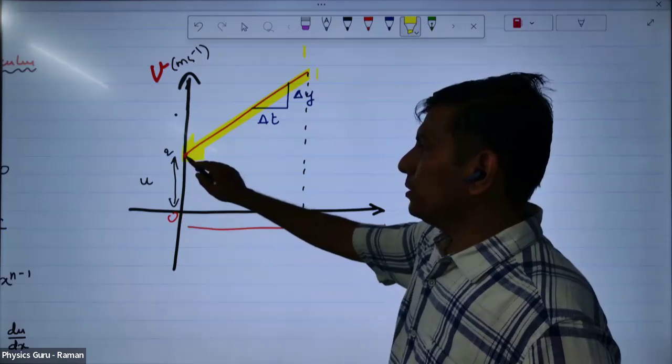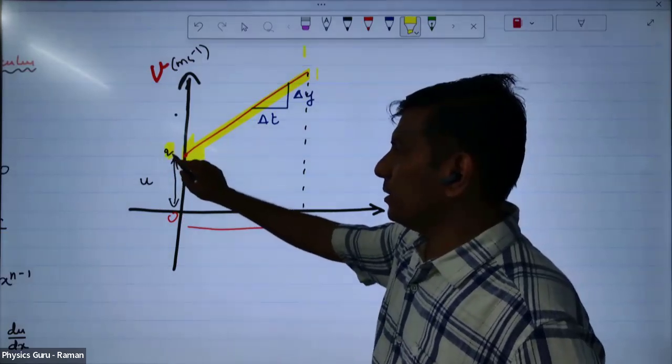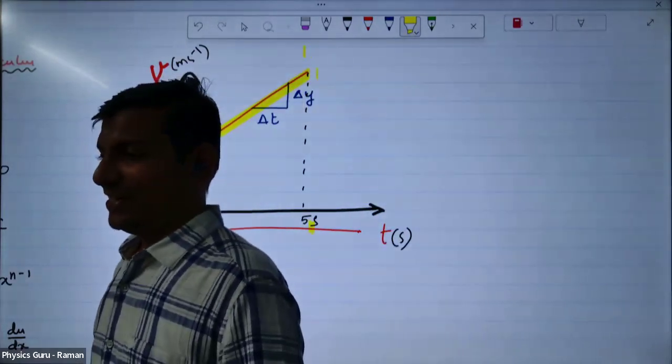When it is at 0 seconds, if the initial velocity is 2 meter per second, Sir, 10, sir. Let's try. We don't know. Let's try. Let everyone also try.